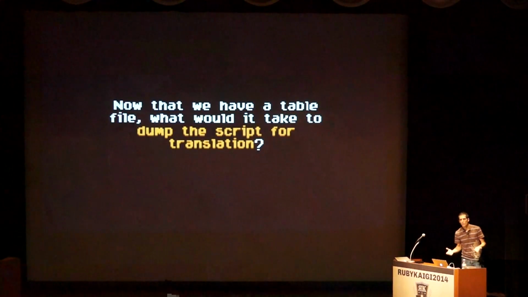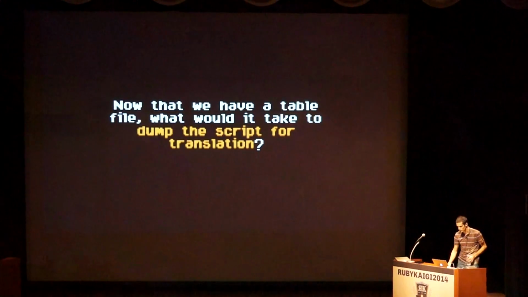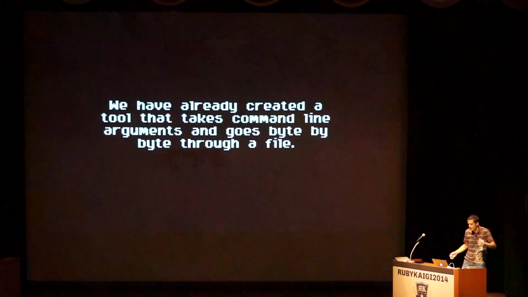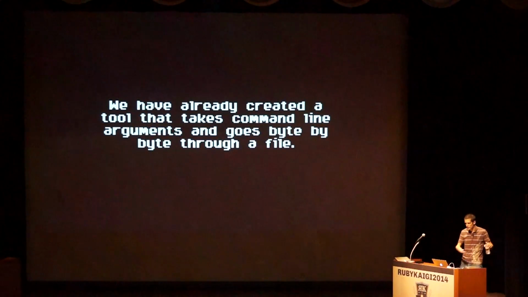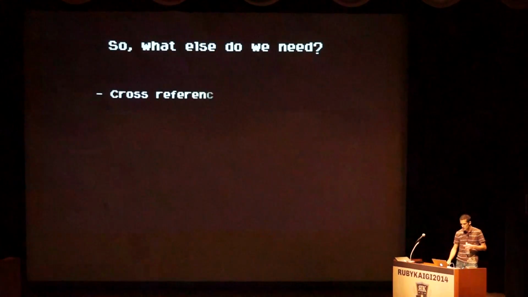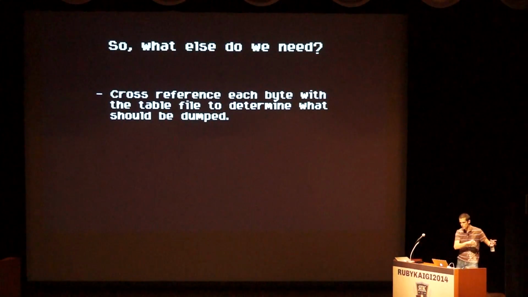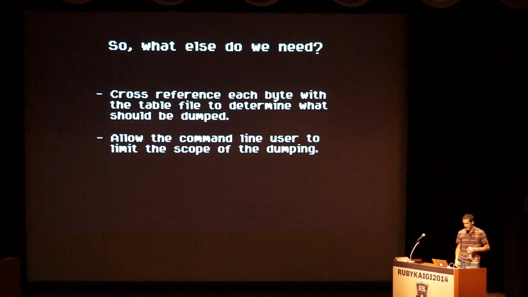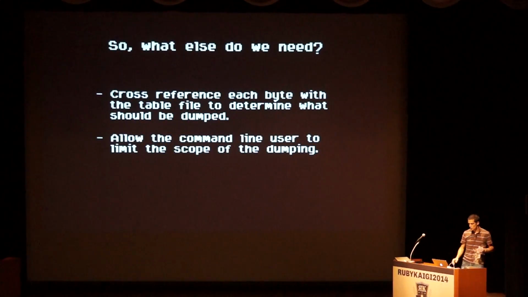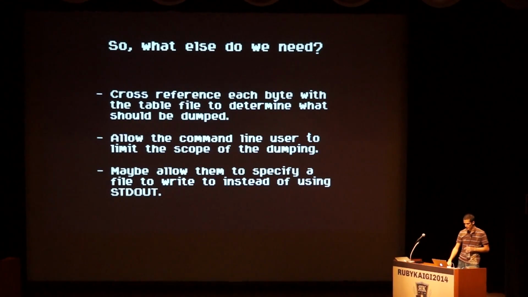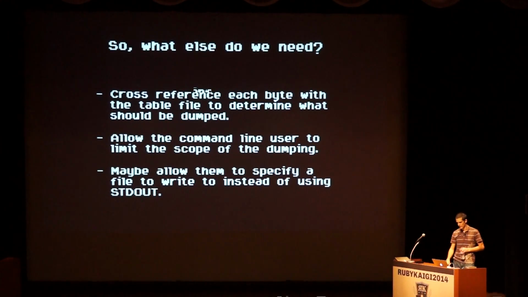Now that we have a table file, what would it take to dump the script for the translation? Not very much. The reason is we've already created a tool that takes the command line arguments and then goes through the file byte by byte. So now all we have to do is cross-reference each byte with the table file to determine what should be dumped, and allow the command line user to limit the scope of the dumping. Maybe allow them to specify a file to write out to instead of using standard out.